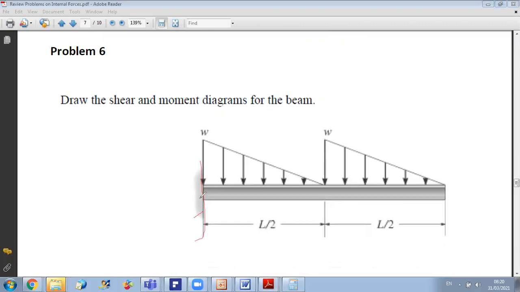So here I have a fixity. Since I have a fixity, I should find what is the value. No AX because no X loading. So I have here AY and I have a couple. Now, the couple will be clockwise or counterclockwise, do you think?